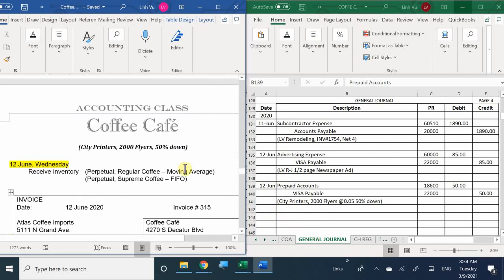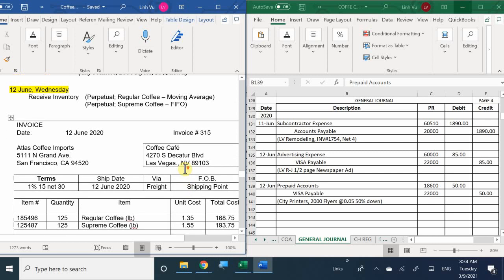So now here we are on the 12th, and what happened here? What did we receive? Inventory. We received inventory. Now, what kind of inventory? Coffee. Yes, but what kind of inventory? Perpetual. We bought perpetual inventory. So that means we need to enter this information into our inventory worksheet.